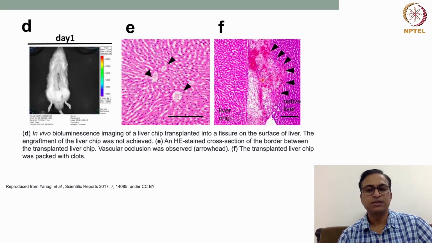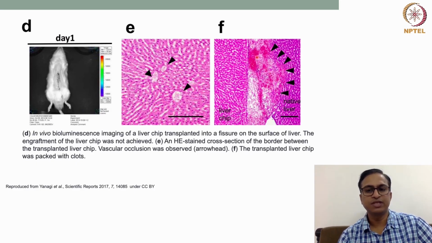ultrasonication burn. In that part you can clearly see the vascular occlusion was observed here. The vascular occlusion is because this part was burnt, and the transplanted liver chip was packed with clots, so that can be clearly visible.